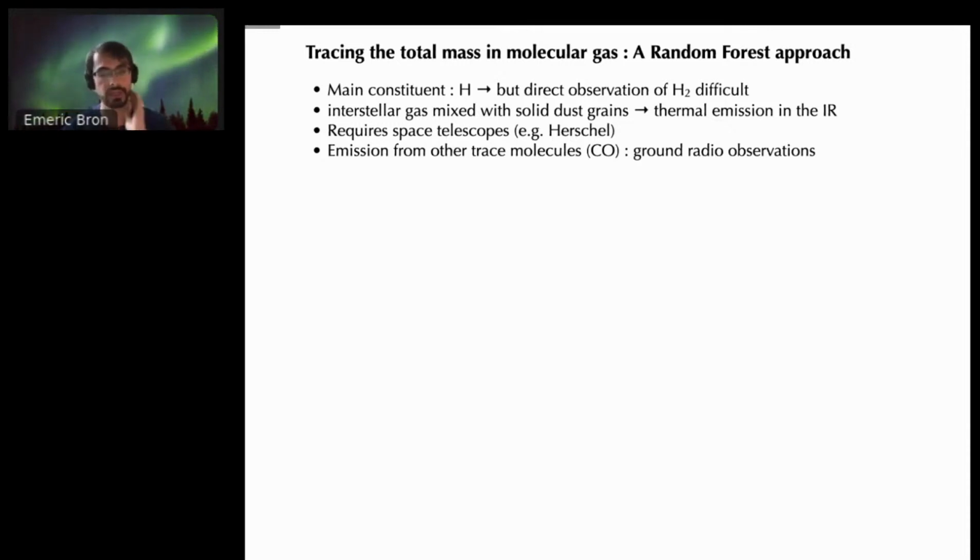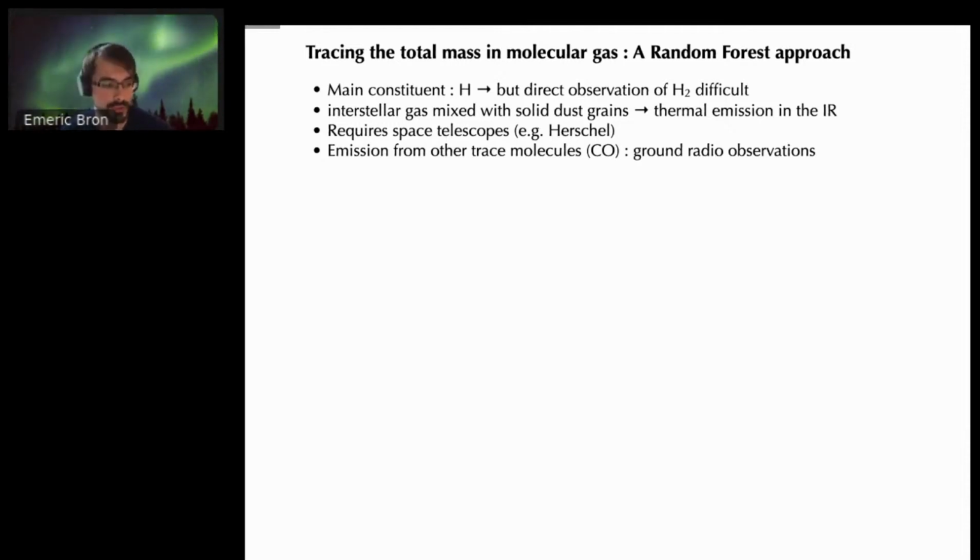I will show an application to one specific question, which I said a few words about at the beginning of the talk, which was estimating the total mass in a giant molecular cloud. As I said, most of the mass in a giant molecular cloud is in the molecular form of hydrogen, H2, which for the bulk of the gas is almost impossible to observe.